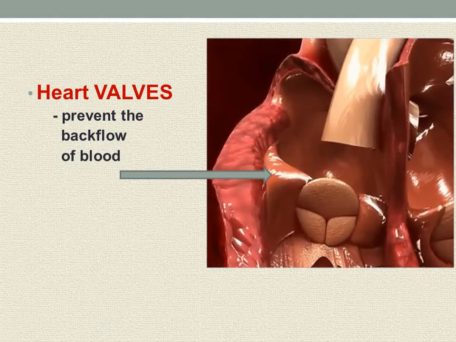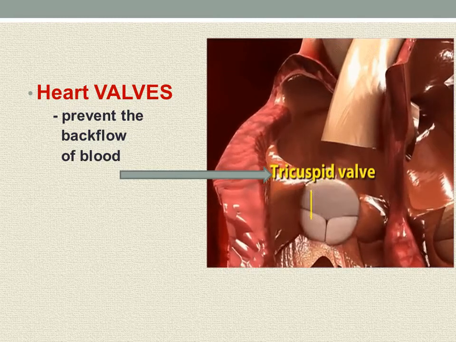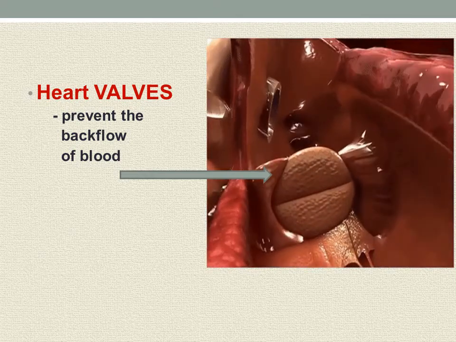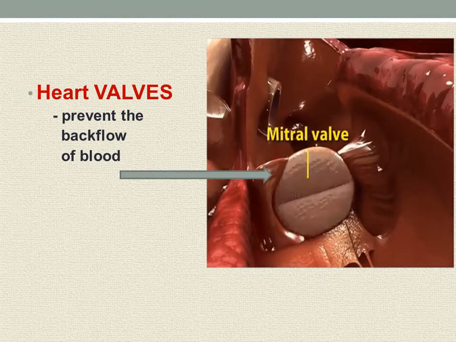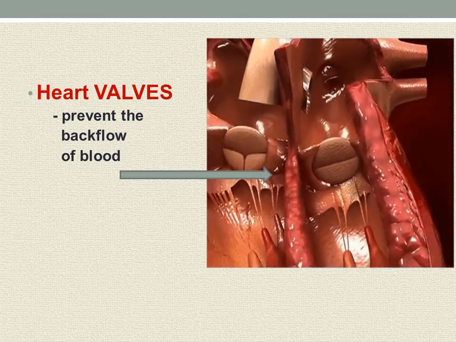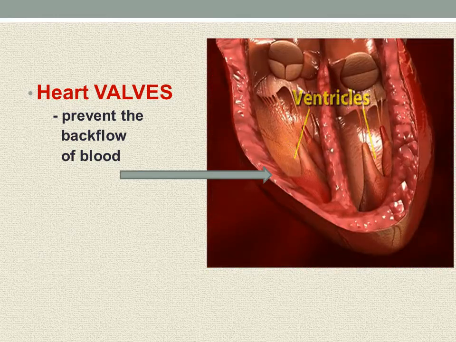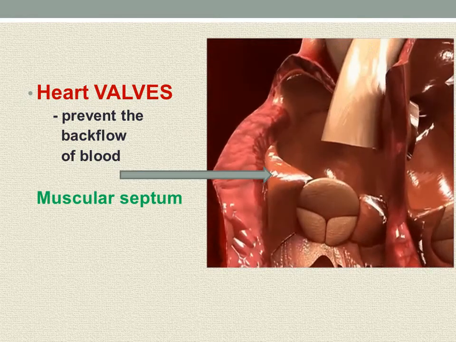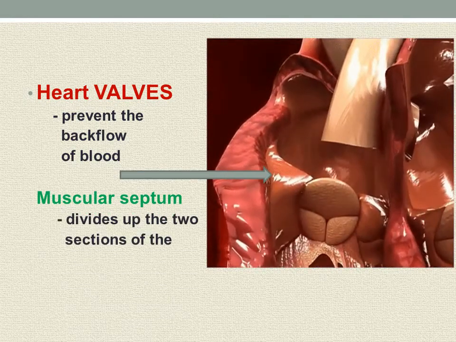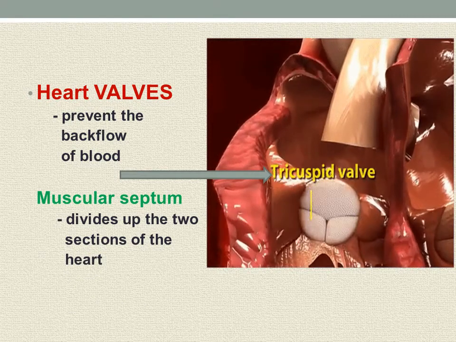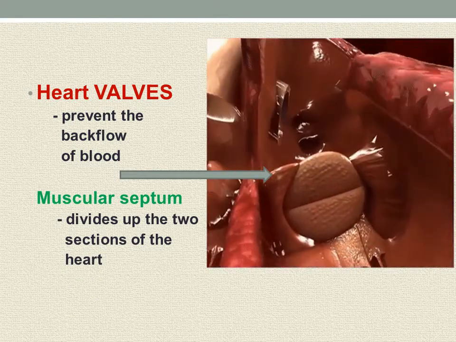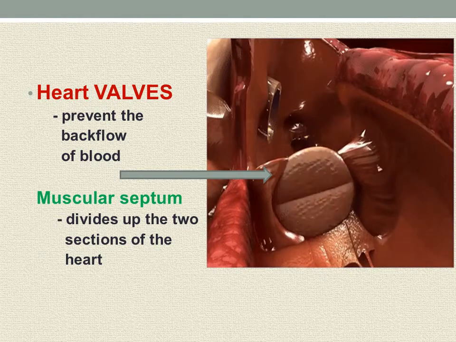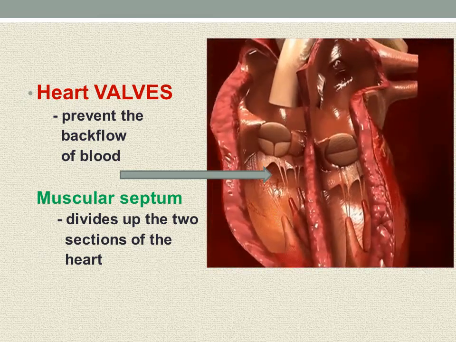The valves are overlapping layers of tissue that allow blood to flow only in one direction. Between the atria and the ventricles are mitral valve and the tricuspid valve. The heart is also divided into two halves by a tissue called septum. This septum prevents the mixing of oxygen-rich blood and oxygen-poor blood.